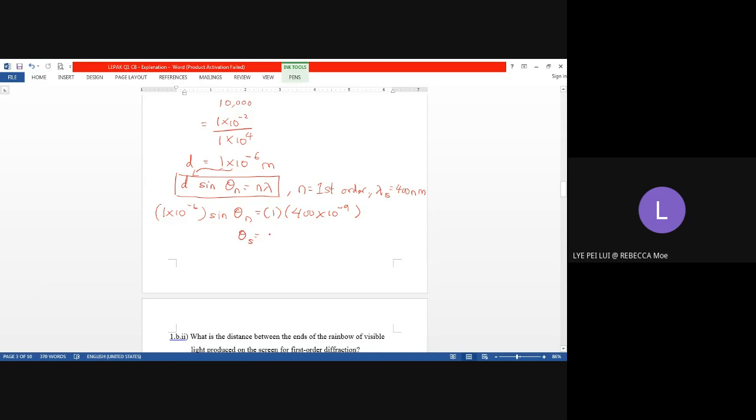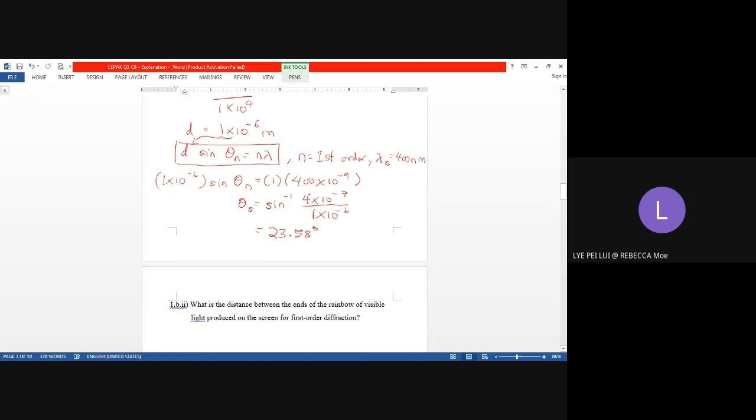Shift sine 4 exponent negative 7 over 1 exponent negative 6. So I get at the end 23.58 degree. Okay, 23.58 degree, right? Okay, what about for longest wavelength? 700, right?